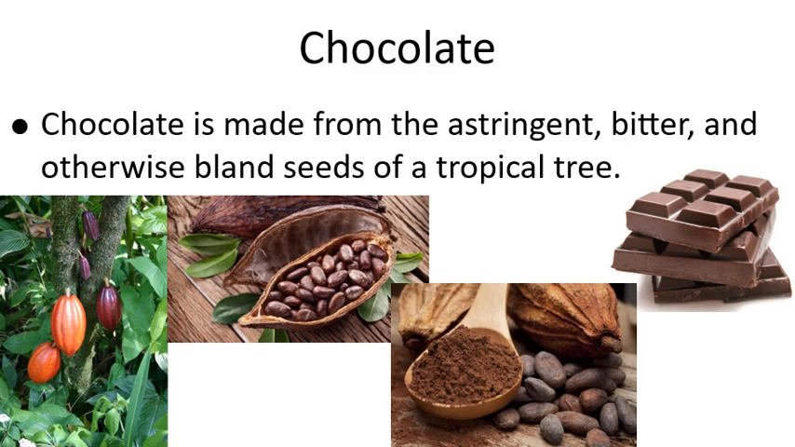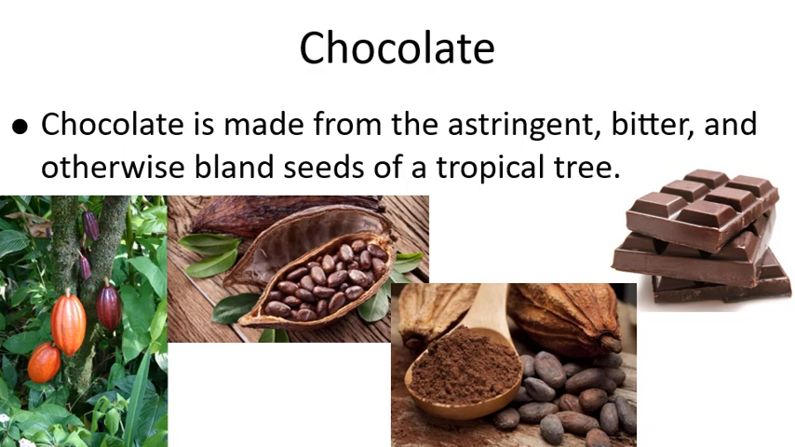Let's now turn to the other major flavoring we use in desserts, chocolate. Chocolate is made from the astringent, bitter, and relatively bland seeds from a tree that evolved in the tropical South American Amazon basin. Like vanilla, the flavor is derived from the pod fruit shown here on the left growing on the tree. A dried pod is shown on the bottom right.